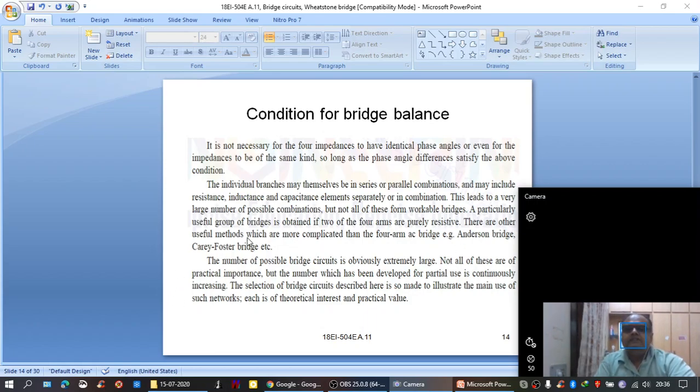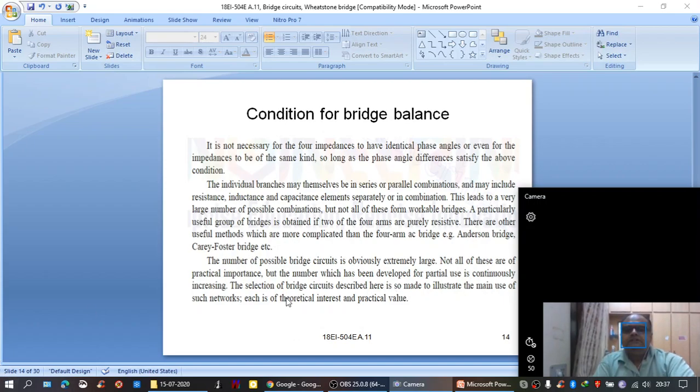A particularly useful group of bridges is obtained if two of the arms are purely resistive. There are other useful methods which are more complicated than the four-arm AC bridge, for example, Anderson bridge or Carey-Foster bridge. They will have double bridges or more than four arms.